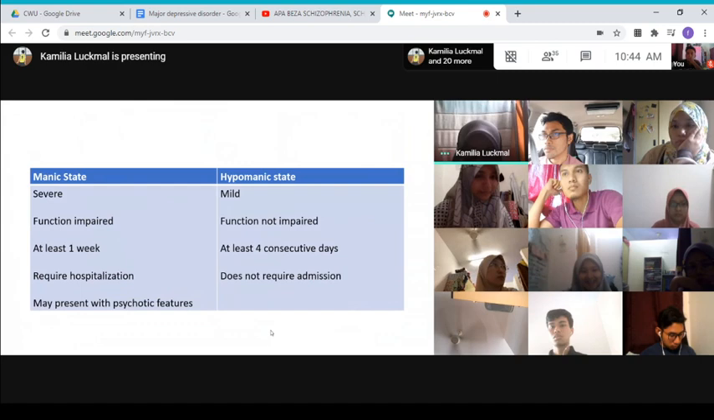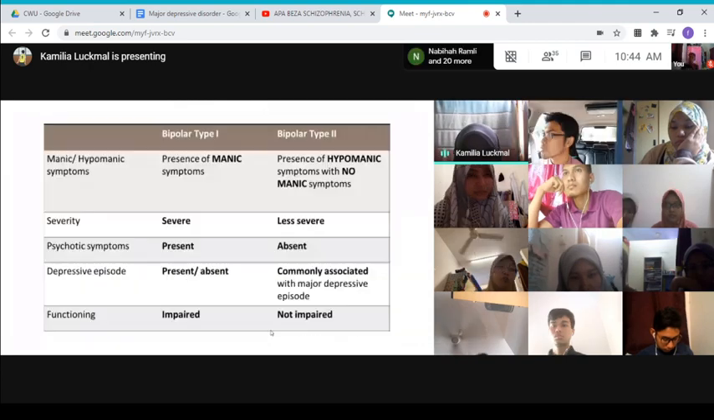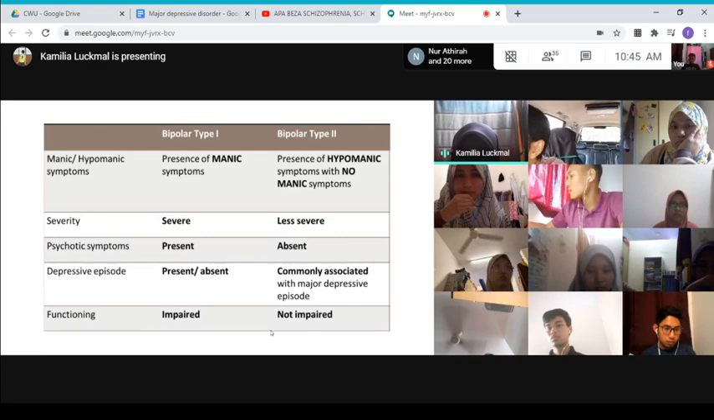So for the diagnostic, to diagnose bipolar 1 disorder, just like what I've said before. So this table show the differences between bipolar 1 and bipolar 2, whereby in bipolar 1, there is presence of manic symptoms, while in bipolar 2, there is hypomanic with no manic symptoms. While for the severity, bipolar 1 is more severe compared to bipolar 2. And yang ni ambil daripada mana? Ambil daripada slide sini. Okay, so this is incorrect. So just disregard this. Okay?